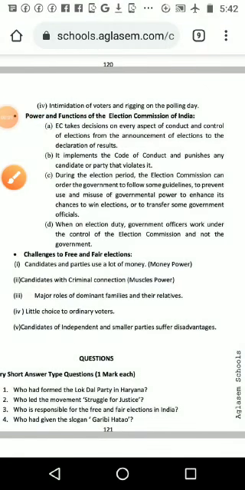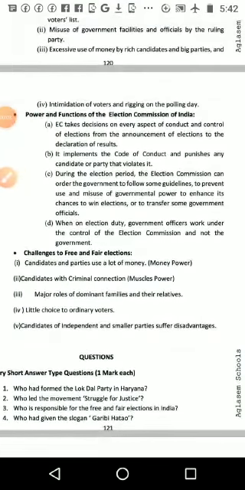Dear students, it is a small video, only two topics we want to cover. One is the power and function of the Election Commission of India, then challenges to free and fair election. First one, power and function.